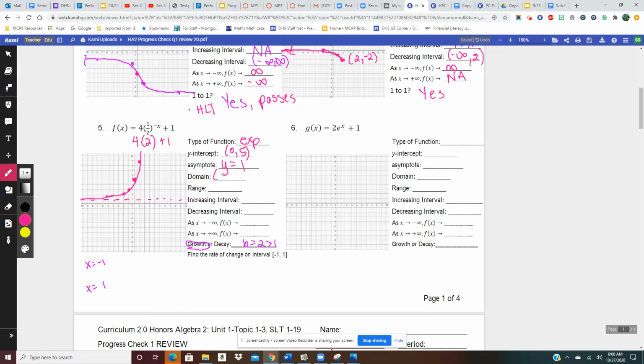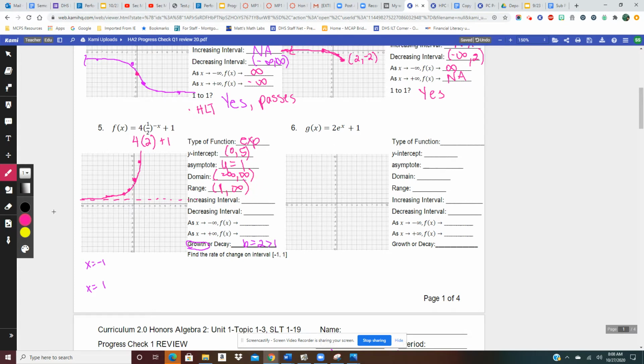Okay, again, domain is all real numbers, so negative infinity to infinity keeps going. Range does not keep going down, so we're going to start at the lowest value, which is 1. At 1 is not included because there's an asymptote there. It's never going to touch that. And then it keeps going up to infinity.